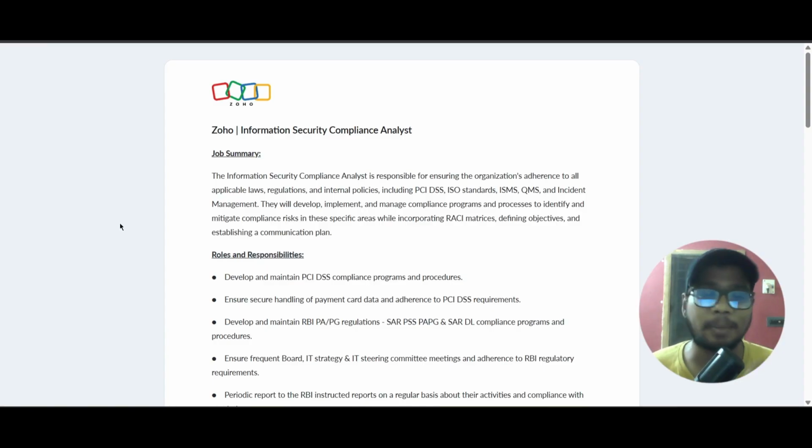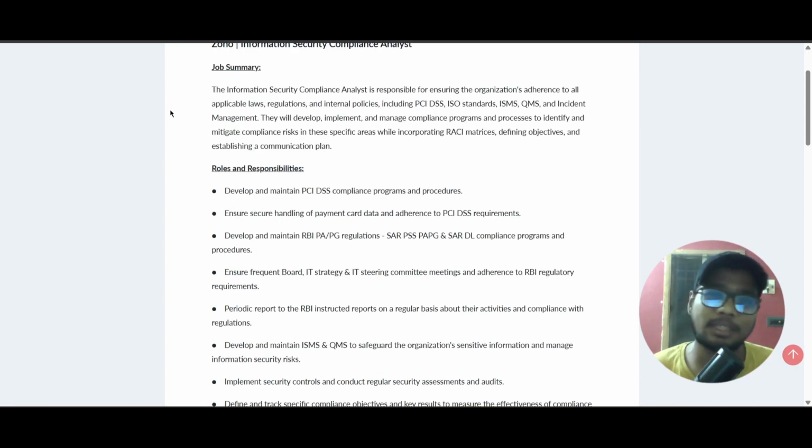So here is the career page. Zoho is hiring for the Information Security Compliance Analyst role. In this role, you will be responsible for the organization's adherence to all the applicable laws, regulations, and internal policies, including the PCI DSS, ISO standards, ISMS, QMS, and incident management. I'll be telling the roles and responsibilities in short pointers. I have made it into a Word format, and I will just explain that.